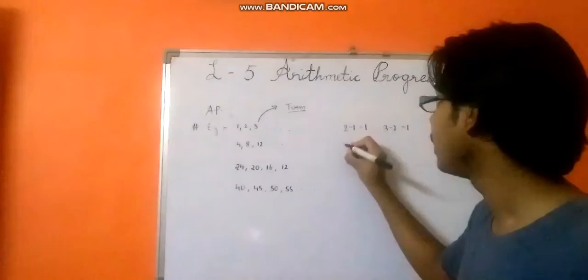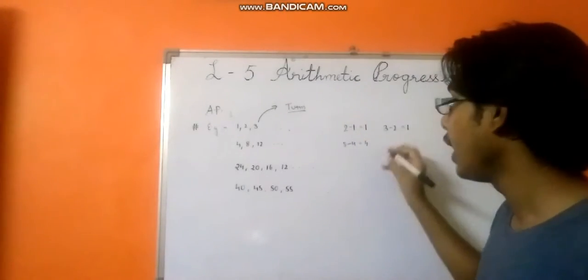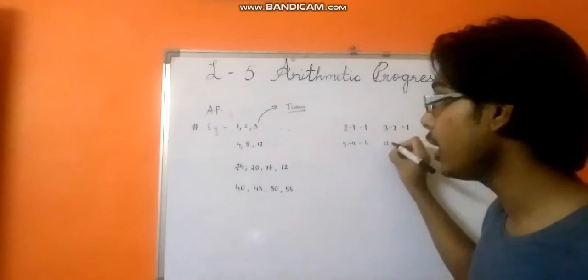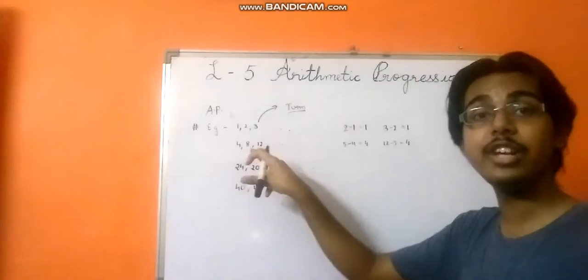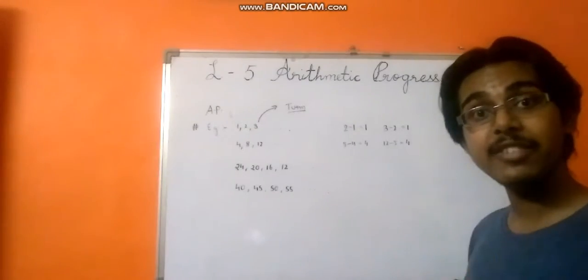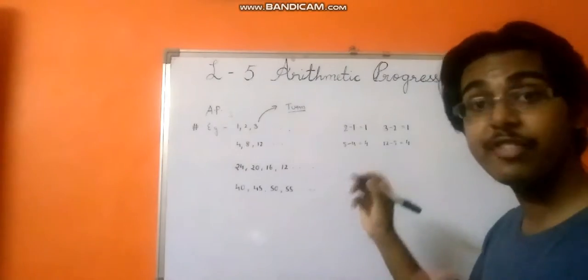Let us look at the second list. 8, that is the second term, minus first term, 4 is equals to 4. Then 12, which is the third term, minus second term is equals to 4. So here you will see we are adding 4 to the previous term to get the next term. So here we have the difference of 4.